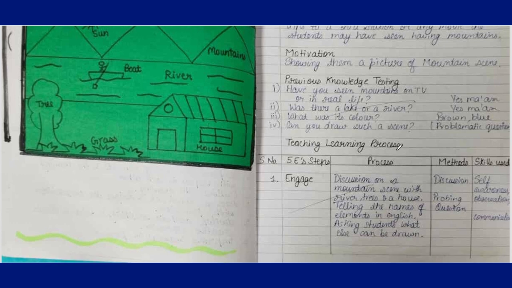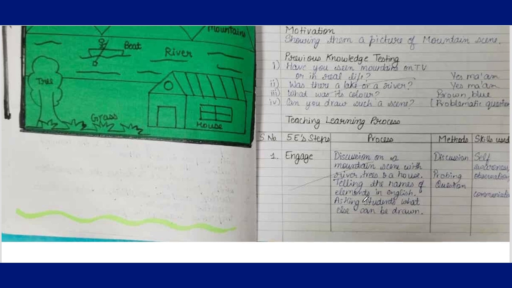Teaching learning process includes the 5E. Process, methods and skill used. Number 1. Engage. Discussion on a mountain scene with river, trees and a house. Telling the names of elements in English. Asking students what else can be drawn. Methods are discussion and probing question. Skills are self-awareness, observation, communication.